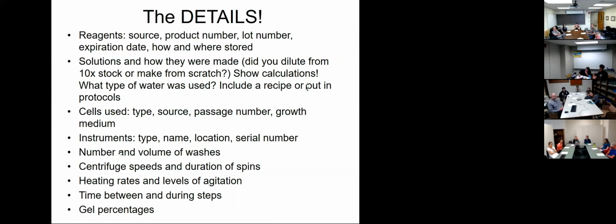Did you have to wash your samples? Wash your plates? How many washes did you do? How much volume did you use in the wash? Your centrifuge speeds, did you spin at 2,000 RPMs or 2,000 Gs? There's a big difference there. How long did you spin?